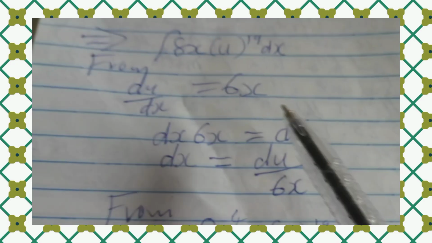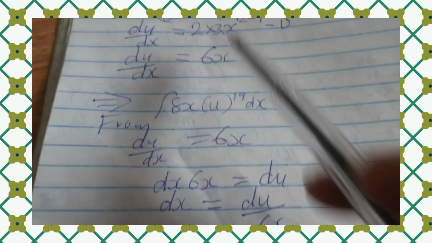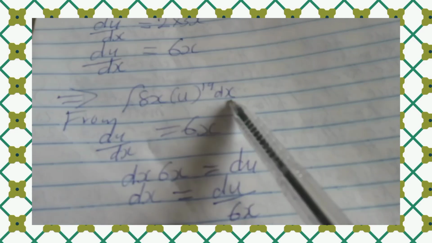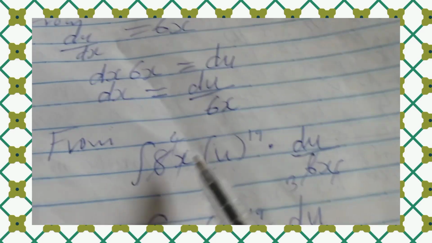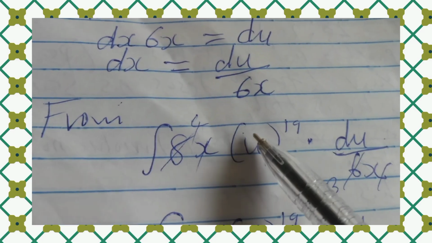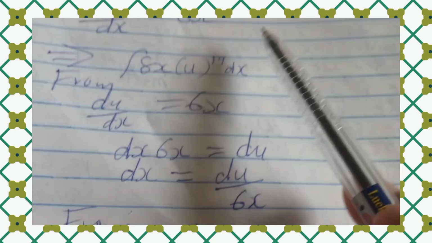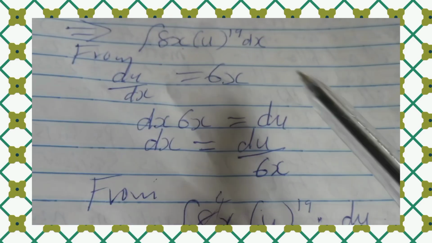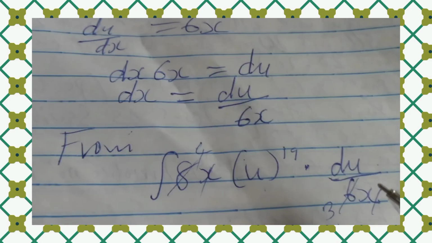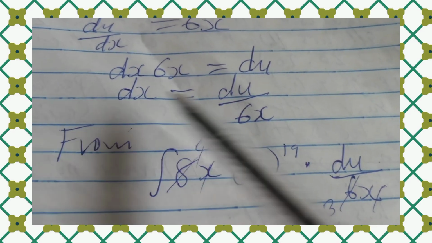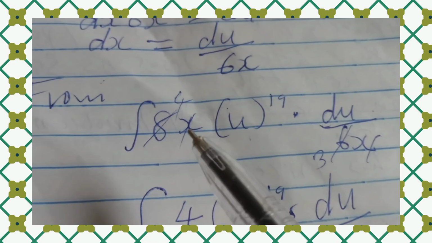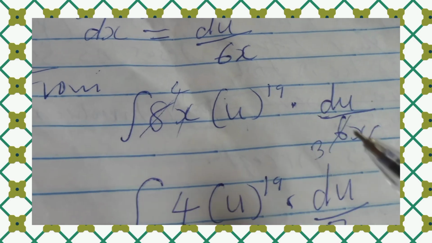So from this particular point, we have already gotten the value of dx. So let's substitute the value of dx in this place. So that is why I have, from the integral of 8x times u raised to the power of 19 that we have on the front here, now that this is the dx, this is the dx we have here, we substitute with du over 6x, because this is the value of dx. So we multiply it by this integral 8x times u raised to the power of 19.